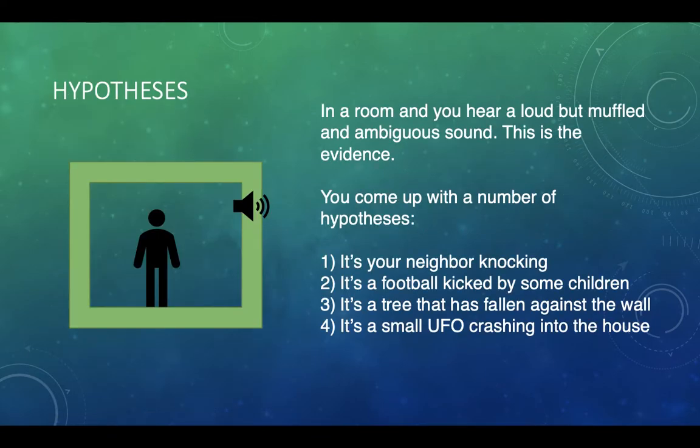So imagine you are a person trapped in a box, or just a wooden house. You're in the room and you hear a loud but muffled, ambiguous sound. Now this sound is the evidence. You can come up with a number of hypotheses straight from the start. It could be your neighbour who's come round, knocking on the door. It could be a football kicked by some children. It could be a tree that's fallen against the wall, or it could be this outlandish idea of a small UFO that's crashed into the house. So there are many things that it could be. There are many different causes for the same effect on our senses.